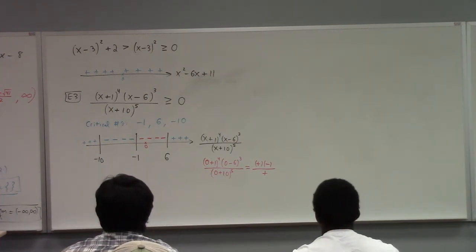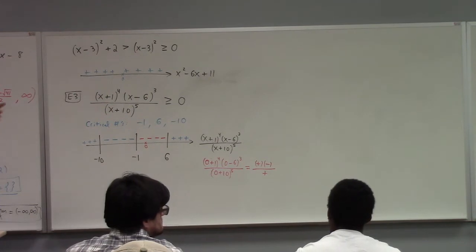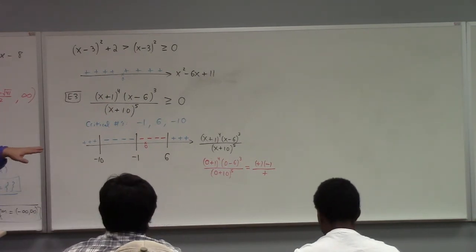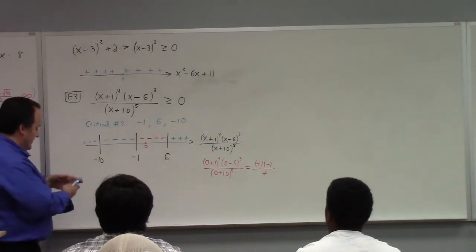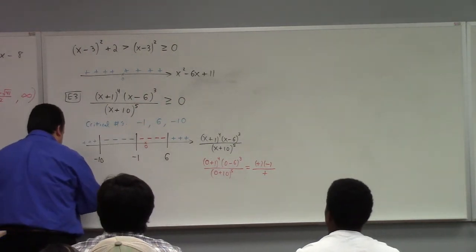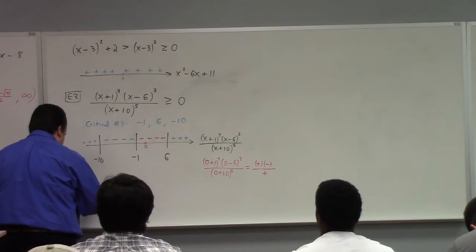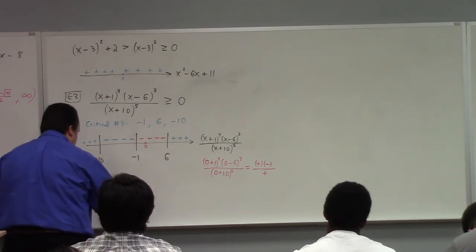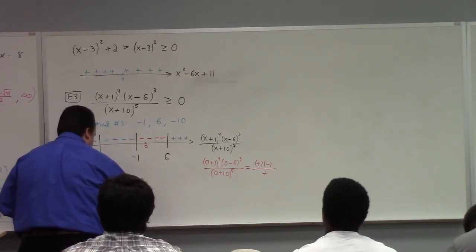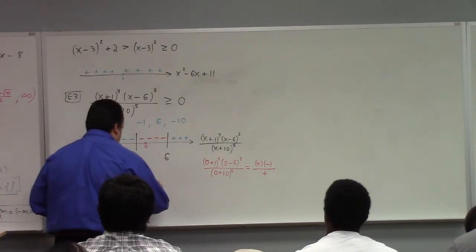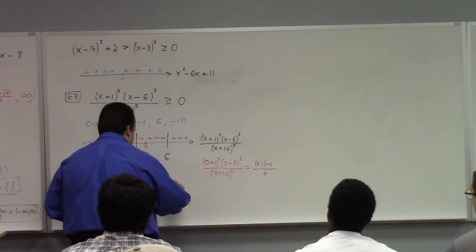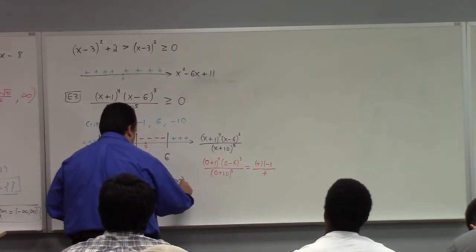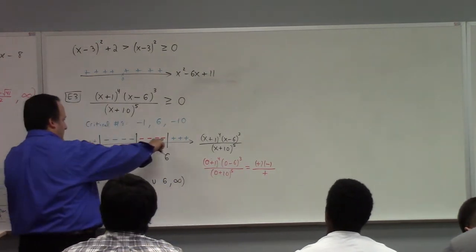All right. So what's the answer then? Now we read the answer, right? We want greater than or equal to 0. So it includes minus infinity. Solution set: minus infinity to minus 10. I'm going to leave that ambiguous for a second. Union with 6 to infinity. All right, at least that.